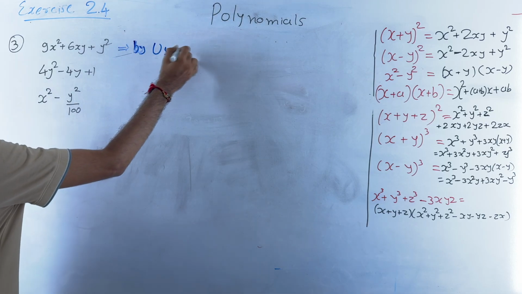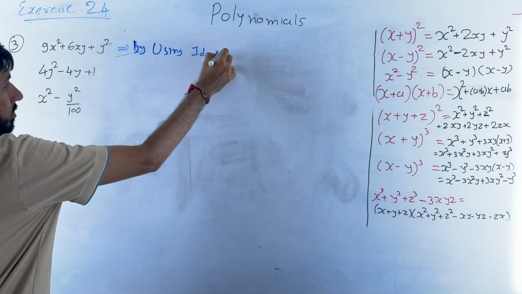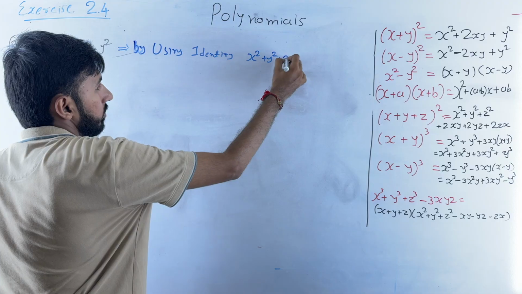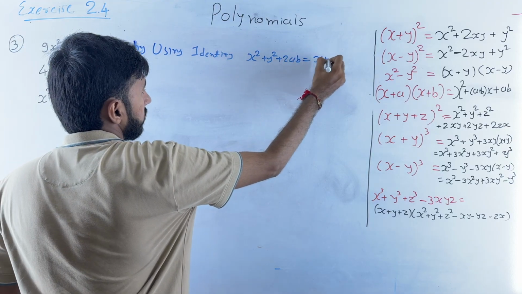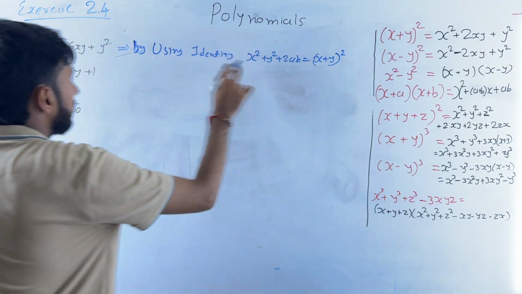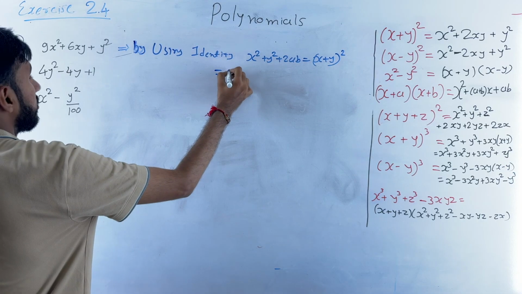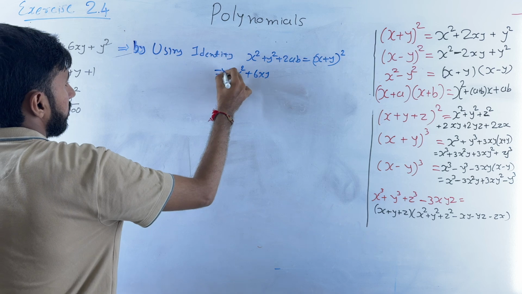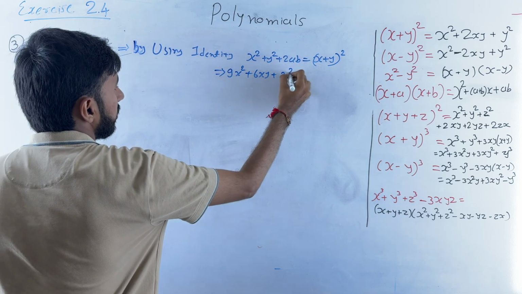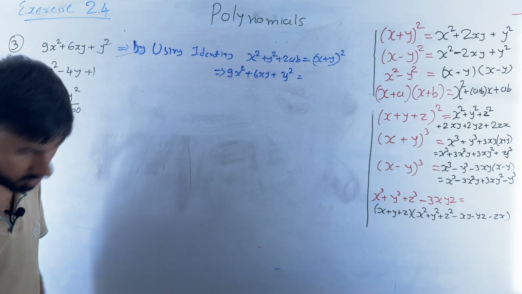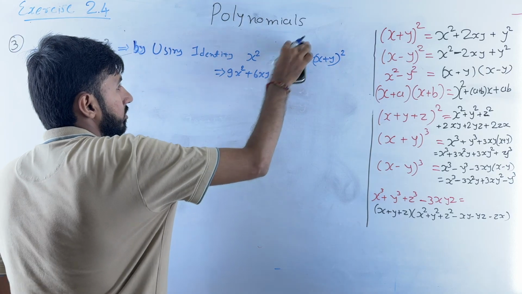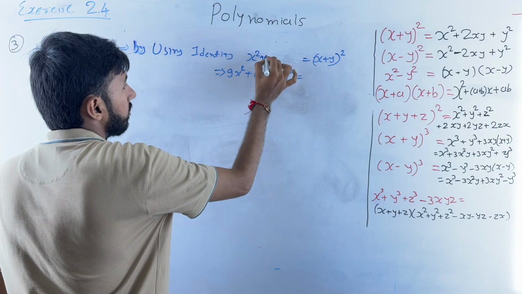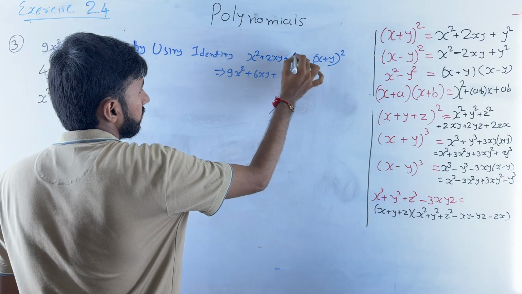Or I can just write that by using the identity x square plus y square plus 2xy is equal to (x + y) whole square. Now compare this with the question. The question is 9x square plus 6xy plus y square is equal to, now let me write it in proper form: x square plus 2xy plus y square.